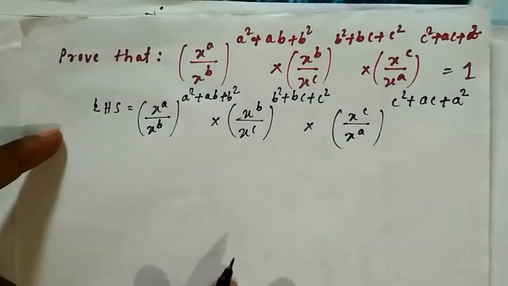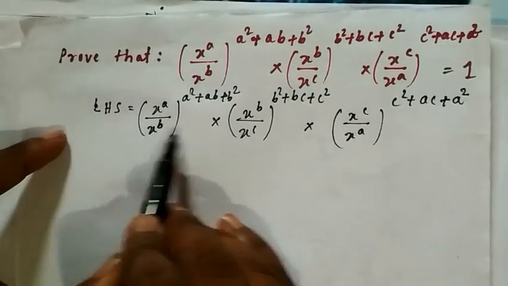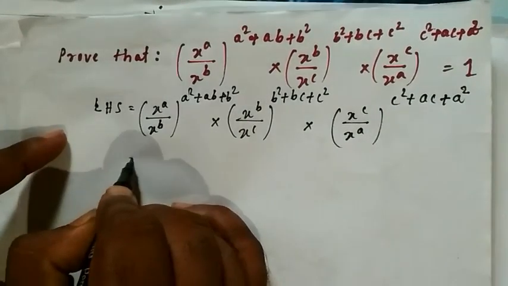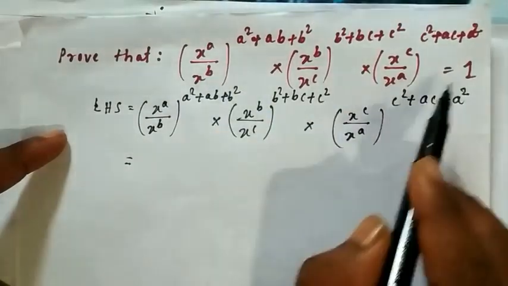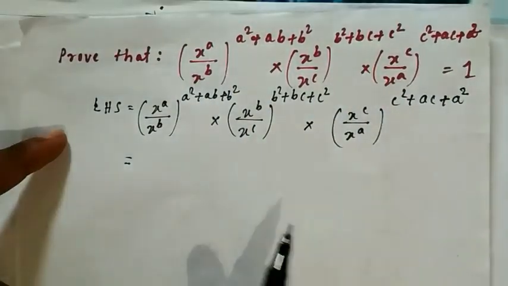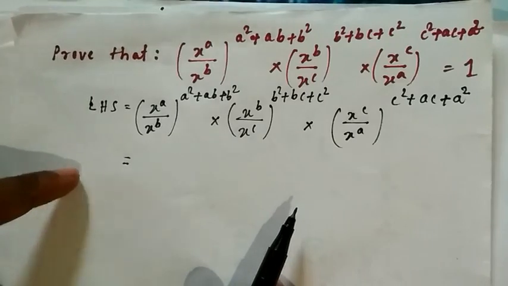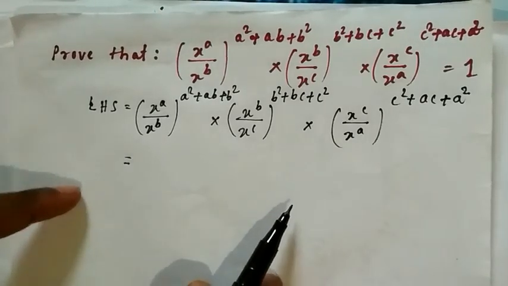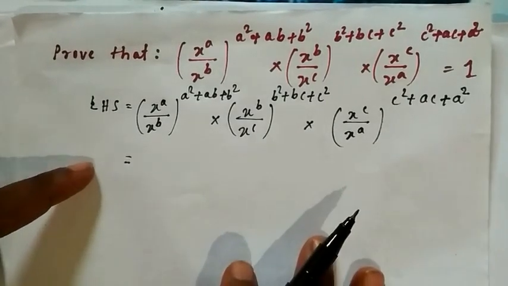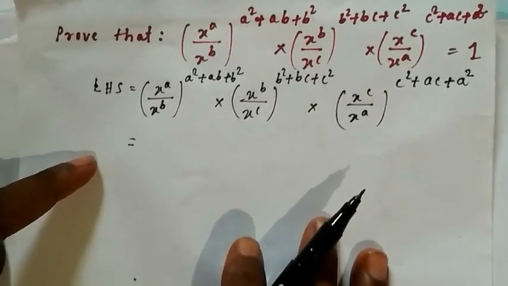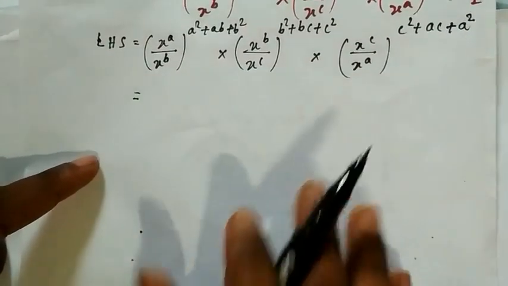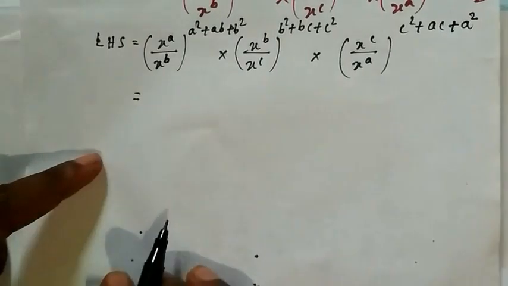We have to prove. So this is the LHS, and this is the RHS. LHS should be equal to RHS, then only we can verify the proof. Now listen, how will you use laws of exponent here?